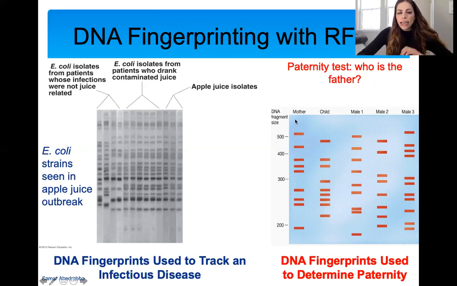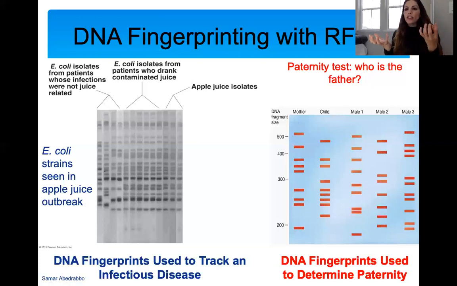So you can take the mother's DNA, and then you have the child's DNA, and you can add restriction enzymes to each. And remember, restriction enzymes cut DNA at specific sequences. So you take the mom's DNA and you cut it up with restriction enzymes. You take the child's DNA and you cut it up with restriction enzymes. And then you do gel electrophoresis.